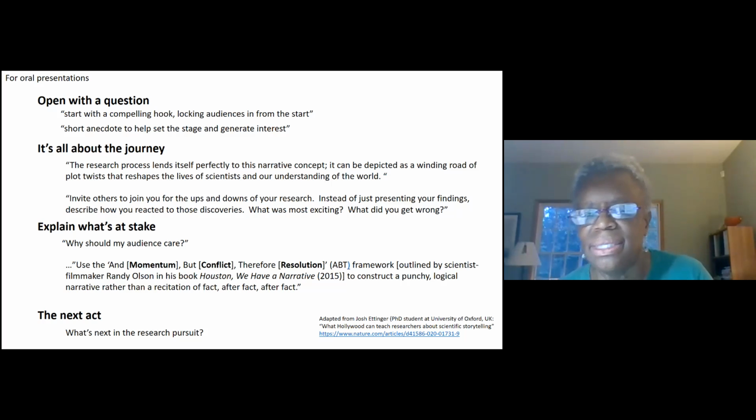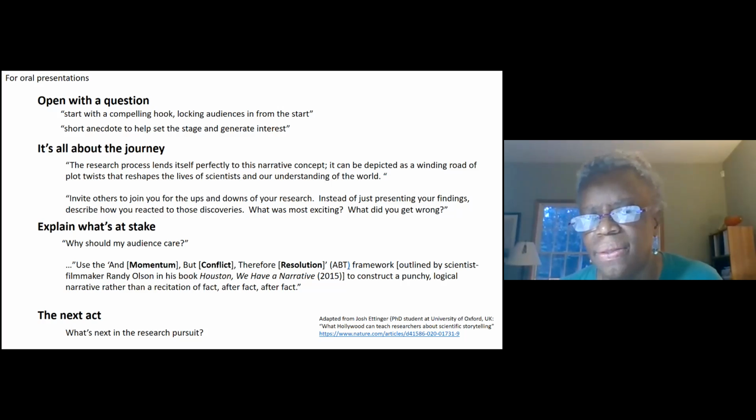The ABT framework was really put together by Randy Olson, who's a filmmaker. In fact, he used to be a professor and abandoned being a professor and has now been working in this, I'll just say, narrative storytelling mode, and has a really interesting book called Houston, We Have a Narrative. You know, it's like Houston, we have a problem. Houston, we have a narrative. So I would recommend that you maybe check that book out. That's sort of a really interesting resource.